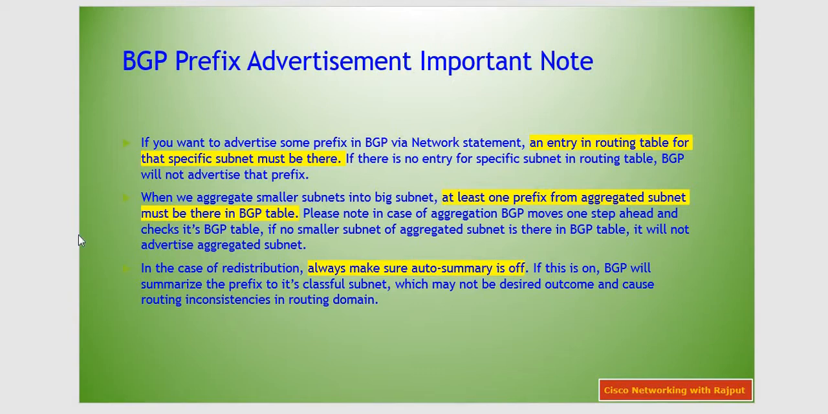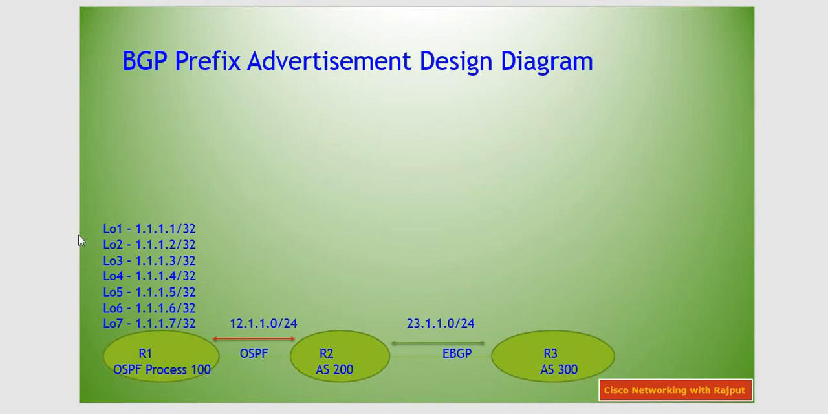So let us see the design we have. We have three devices, router 1, router 2 and router 3. We are running OSPF as IGP between router 1 and router 2. The subnet configured between router 1 and 2 is 12.1.1.0/24, and these are the loopback interfaces with /32 subnet configured on router 1. And between router 2 and router 3, we have configured eBGP. Router 2 belongs to AS 200, router 3 belongs to AS 300. Let us check live devices.